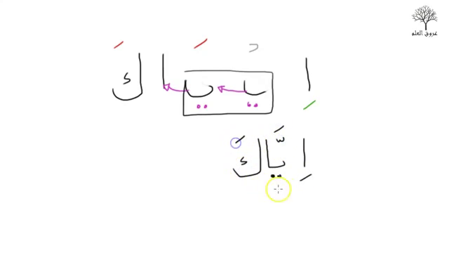So pronounce it with me. Iyaka, iyaka, iyaka. Say it with me. Iyaka. So the two yas here are represented with one ya with a shadda on top. They're exactly the same. Okay, and it's pronounced iyaka. So say it with me. Iyaka. Excellent, brilliant.